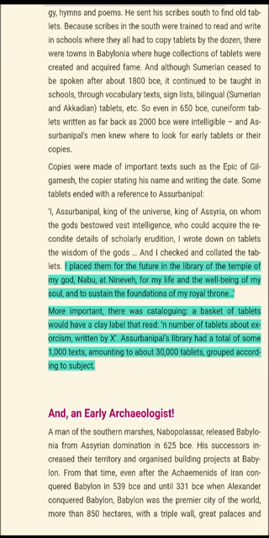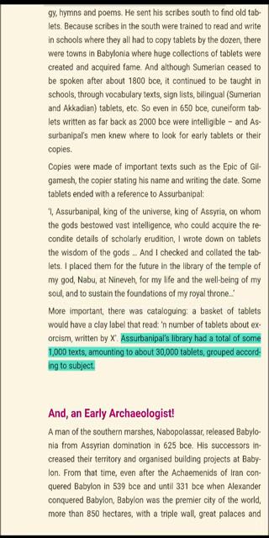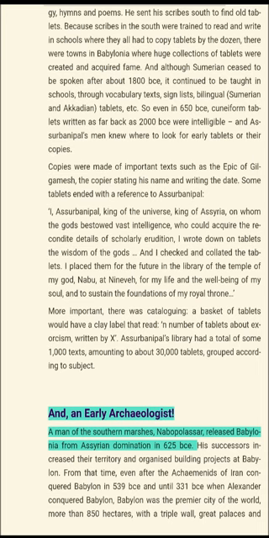More important, there was cataloging. A basket of tablets would have a clay label that read, "A number of tablets about exorcism, written by X." Ashurbanipal's library had a total of some 1,000 texts, amounting to about 30,000 tablets, grouped according to subject.